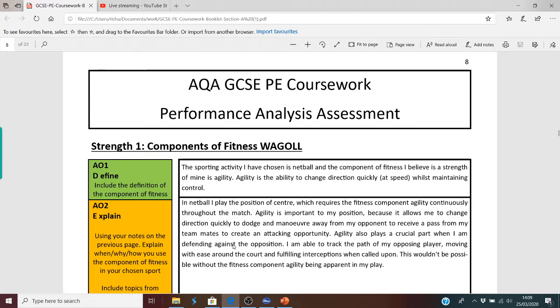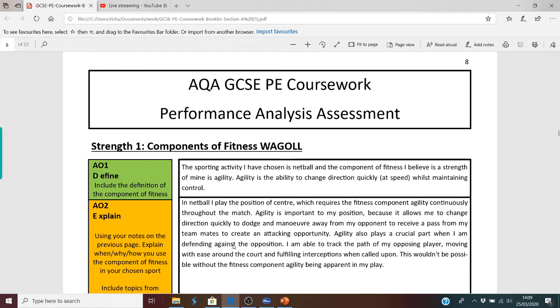So what we need to do first of all is go through and define what we mean by agility. What she said here is agility is the ability to change direction quickly at speed whilst maintaining control. So that's the first thing we need to do in this piece of work. Those of you who've already started doing it, particularly the people I teach, that is the first thing that I'm looking for in your work.